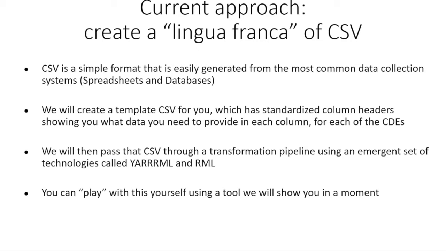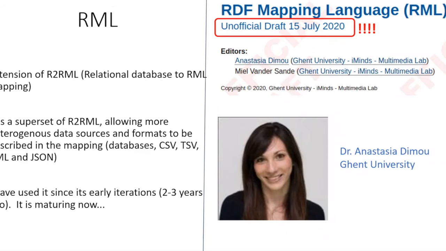We will then pass your CSV through a transformation pipeline using an emergent set of technologies called YARRRML and RML that I'm going to show you in a moment. And you can play with this yourself using a tool that I think I showed many of you a week ago or so. So just to quickly talk about these technologies, RML is an extension of R2RML, which was relational to RML. It allows more heterogeneous data sources and formats to be described.